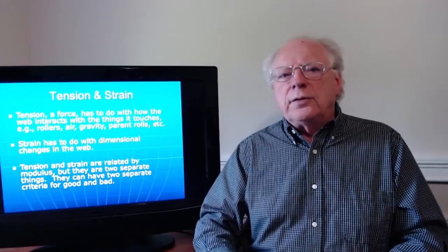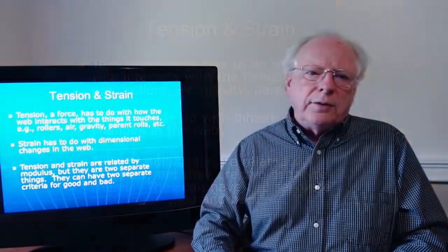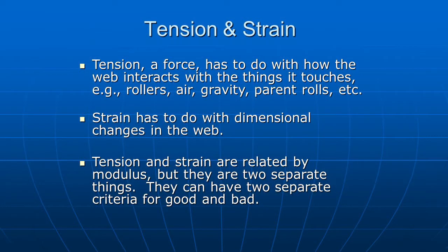Now, tension and strain are two different things. Tension is a force and has to do with how the web interacts with the things that it touches: rollers, air, gravity, parent rolls, etc. Strain has to do with dimensional changes in the web, stretching, curvature, things like that. And so they are two different things, and we'll have to keep track of both of them. They're related by modulus, but they can have two separate criteria for what's good and what's bad.